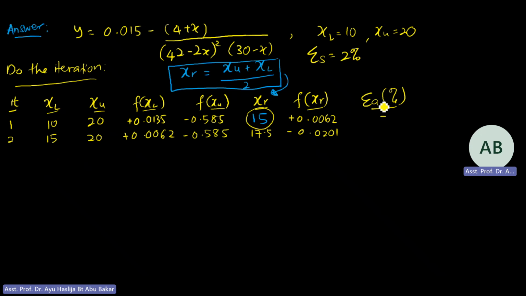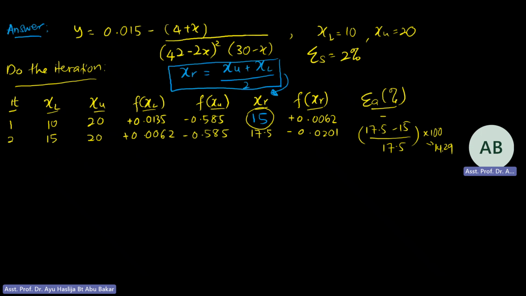Okay, EA over here refers to the XR. Use the XR value. Current minus previous over current. The EA. Then multiply by 100. What you get? 14.29. Okay, here you should be getting 14.29%.